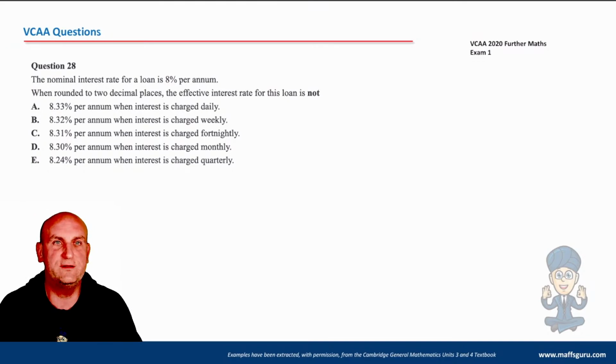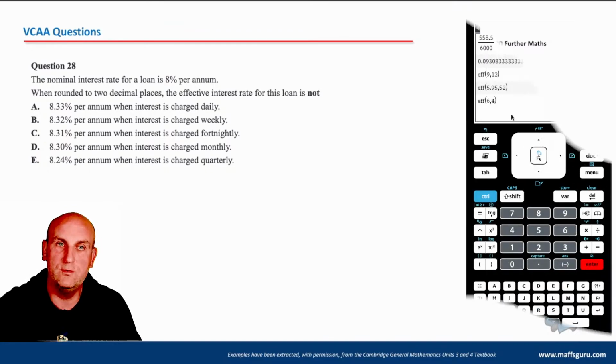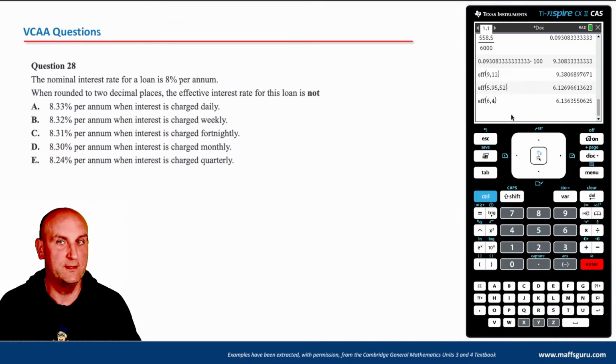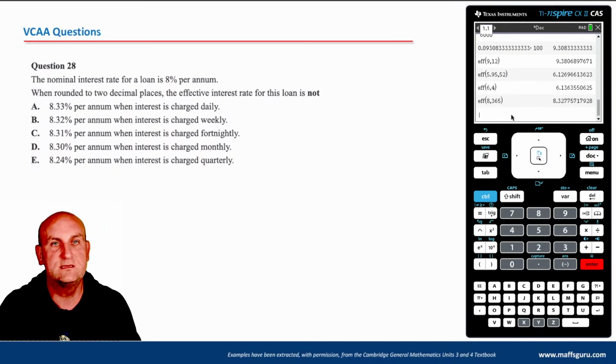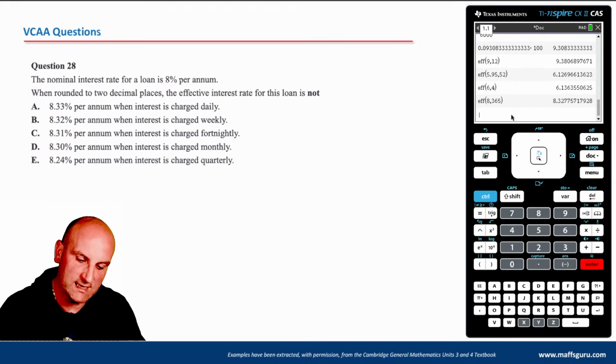The nominal interest rate for a loan is 8% per annum. When rounded to 2 decimal places, the effective interest rate for this loan is not. Okay, so let's have a look. EFF, brackets, it's 8, comma, right. If it's daily, 365. Hit enter. So when it's rounded to 2 decimal places, that's 8.33. That's actually right. So in which case, that is not my correct answer.